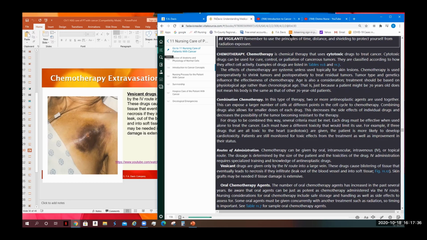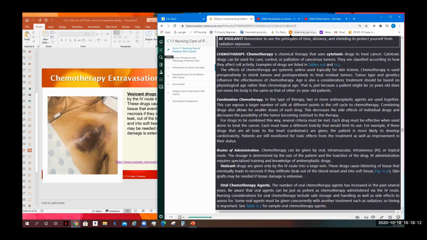Combination chemotherapy. In this type of therapy, 2 or more antineoplastic agents are used together. This can expose a larger number of cells at different points in the cell cycle to chemotherapy. Combining drugs also allows for smaller doses of each drug. This decreases the side effects of individual drugs and decreases the possibility of the tumor becoming resistant to the therapy.